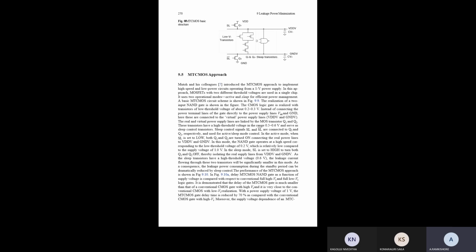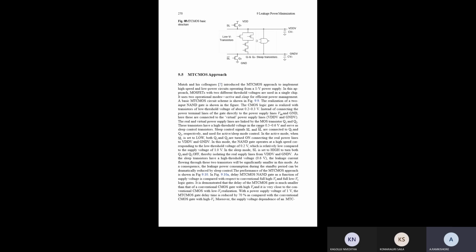So here, what you are seeing in this PPT, figure 9.9, indicates the basic MT-CMOS structure. In this structure we have to see the resultant transistor diagram. That is for a two input NAND gate.